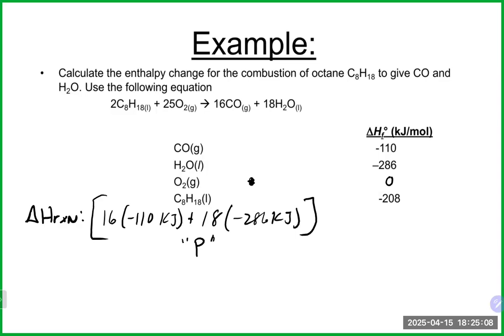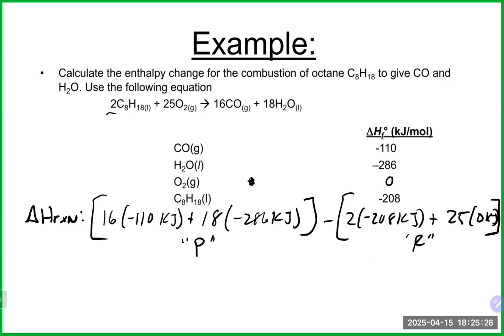We're then going to subtract it from our reactants. So we got 2 times our C8H18 there. So that's 2 times minus 208. We're going to add that to 25 times a 0 there for our oxygen. That's going to take care of our reactants there.